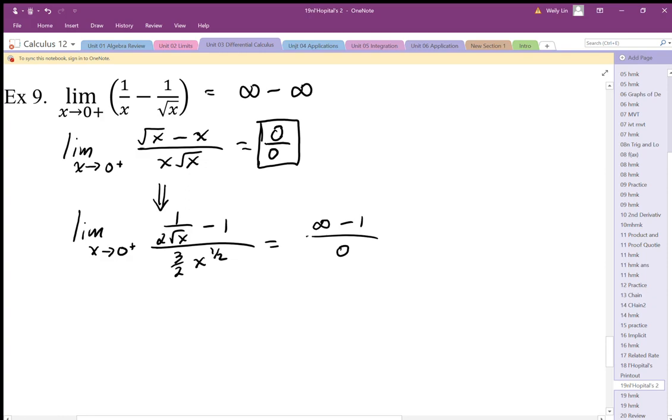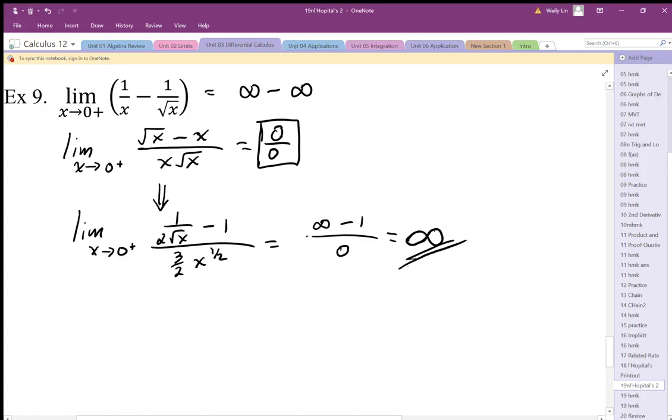Is this an indeterminate form? Well, no, it's not. The indeterminate form has to be infinity over infinity or 0 over 0. This is not an indeterminate form. Infinity divided by 0 is infinity, right? How many zeros fit into infinity? Well, infinity. That is my limit. This is my answer here.